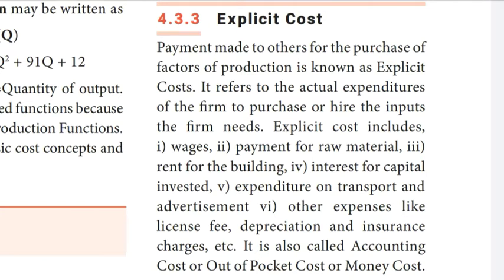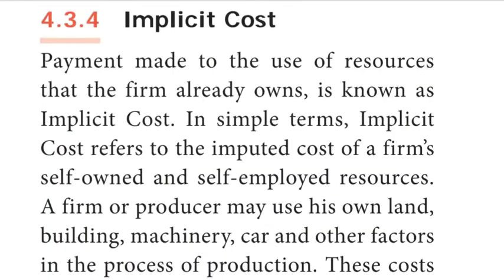Explicit cost includes wages, payments for raw material, rent for buildings, interest for capital invested, expenditure on transport and advertisement, other expenses like license fee, depreciation and insurance charges, etc. It is also called accounting cost or out of pocket cost or money cost. Fourth, implicit cost. The economic cost includes not only the explicit cost but also the implicit cost.